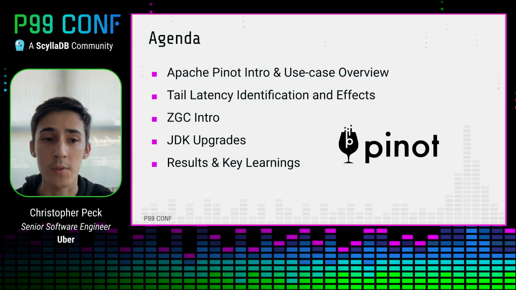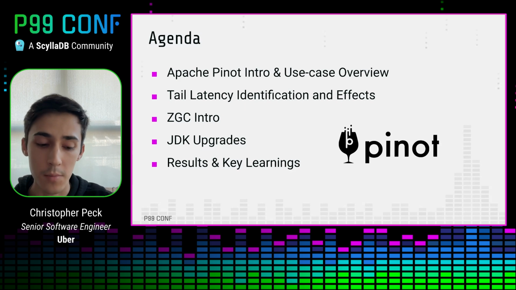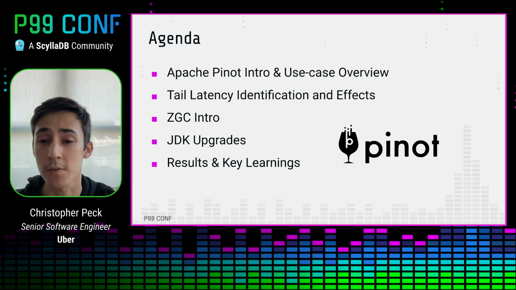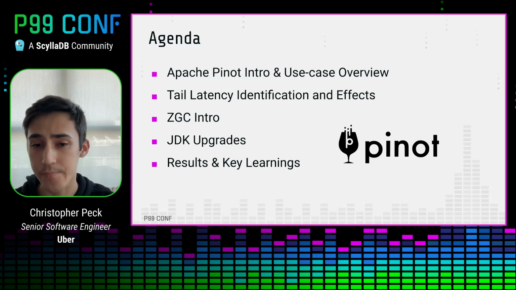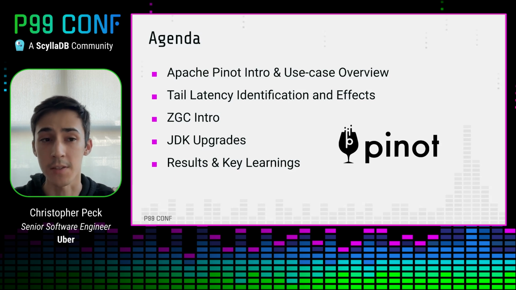Brief agenda. So what is Apache Pinot? We'll talk a little bit about that, how we identified tail latency as a major problem and the effects that we saw. A brief intro to ZGC, a separation between the impact of a JDK upgrade versus ZGC, because for us, the two of these went hand in hand. And then our results and key learnings.